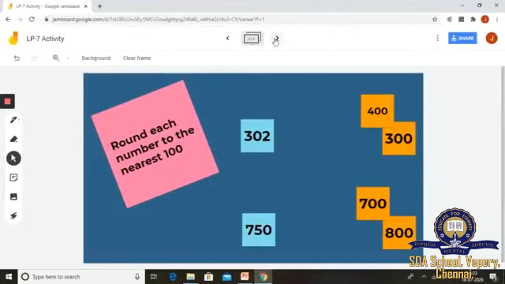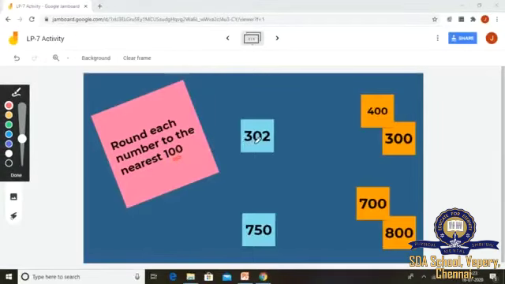Round each number to the nearest 100. So we have to round each of the given numbers to the nearest 100. The numbers given are 302 and 750. If we want to round the numbers to the nearest 100, we have to see the digit in the tens place. Here in 302, the digit in the tens place is 0, which is less than 5.